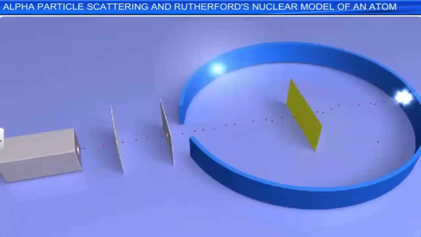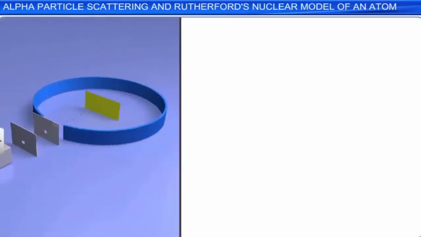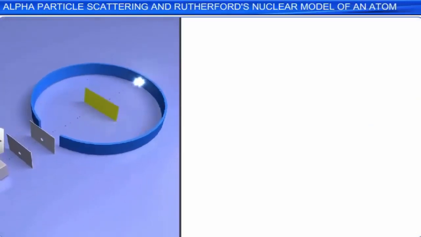Now, by using Rutherford's nuclear model of the atom, we can explain the scattering of alpha particles from the gold foil. As the gold foil is very thin, it can be assumed that the alpha particle undergoes one scattering due to the gold nucleus. So, to calculate the trajectory of an alpha particle, it is enough to consider the scattering of an alpha particle by a single gold nucleus.